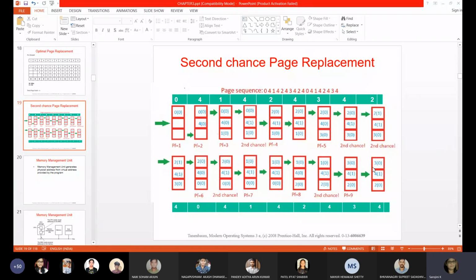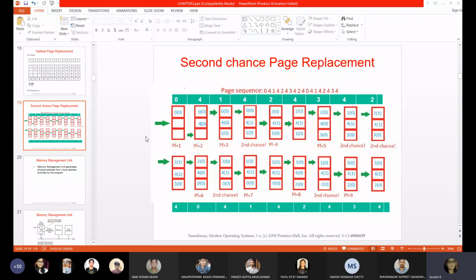Here there are a few things you have to remember. When you are writing theoretically, you need not refer to any textbook. You can take any such example, but what are the conditions you have to write here theoretically in text? When a page hit happens, page hit means the page was already there. There are two things you have to consider. When a page hit happens, if the page has reference bit 0, it should be changed to 1. No other change.